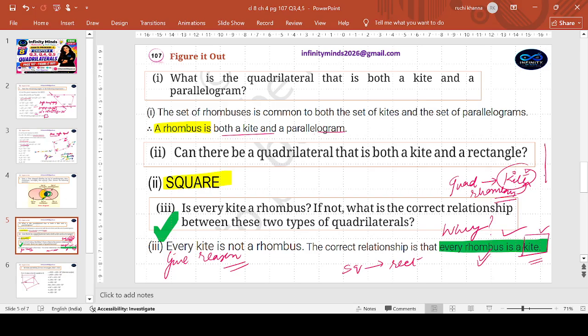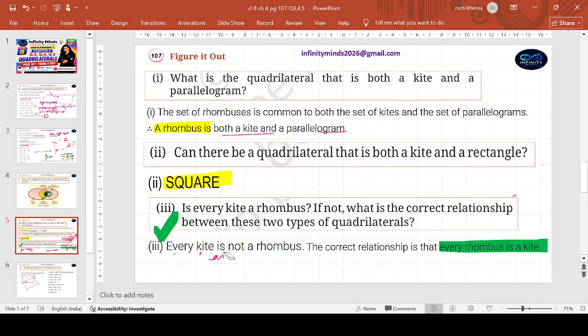Then, from the perspective of a kite, we have one of the diagonals as the perpendicular bisector of the other. Of course, here the diagonals are perpendicular bisectors. Here both may be perpendicular bisectors, but here one is for the other one. Then we shall talk about the properties of kite. I just at times go off track explaining things more in depth so that your knowledge is complete. Coming to this question, the correct relationship is: rhombus is a kite.